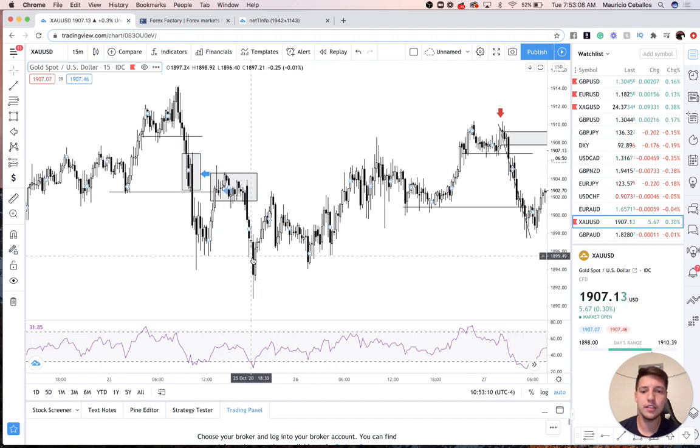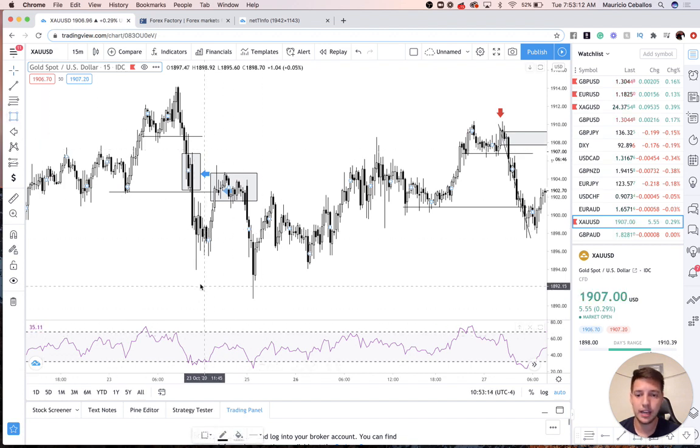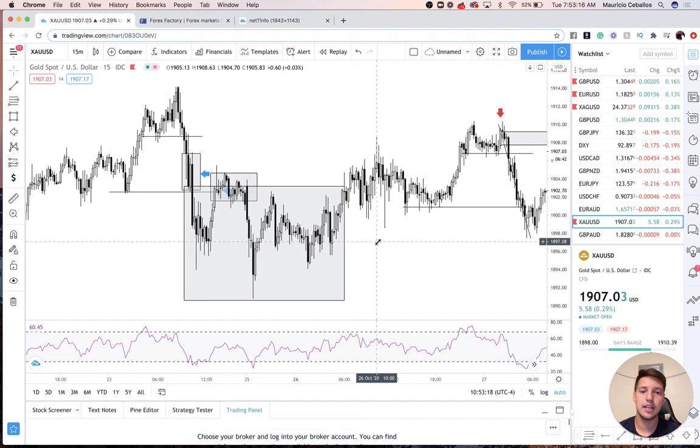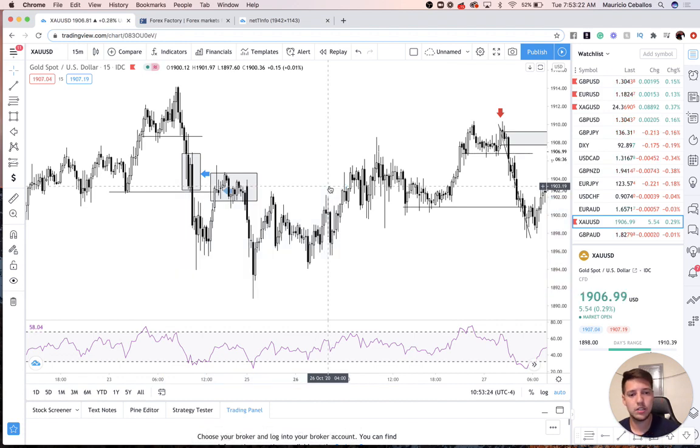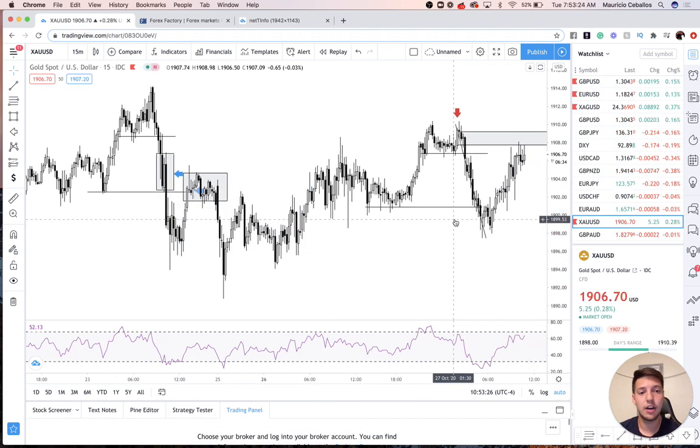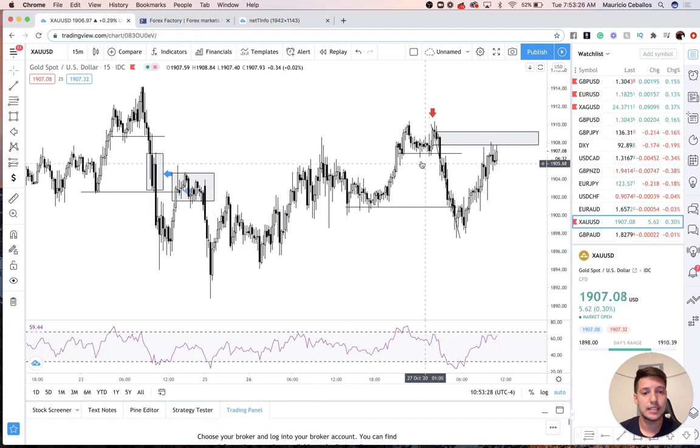While it did this whole movement, it also created a schematic. It created an accumulation schematic right over here, which you can identify because the market created liquidity, took that liquidity out, and then created that movement to the upside. Now I want you to identify where the market is right now. The market is currently tapping into this potential expansion move.